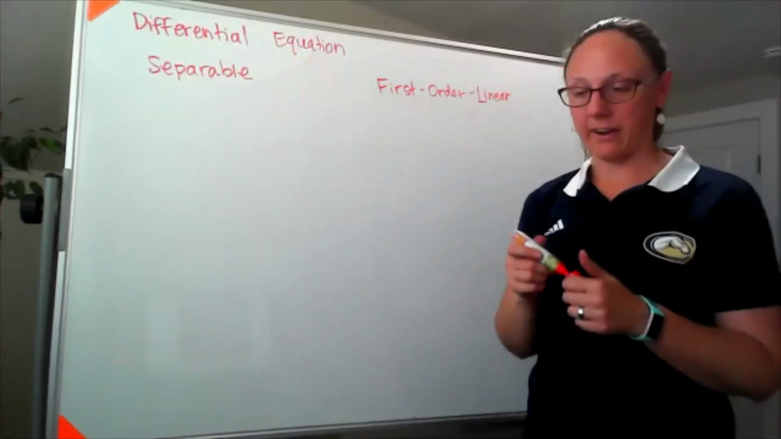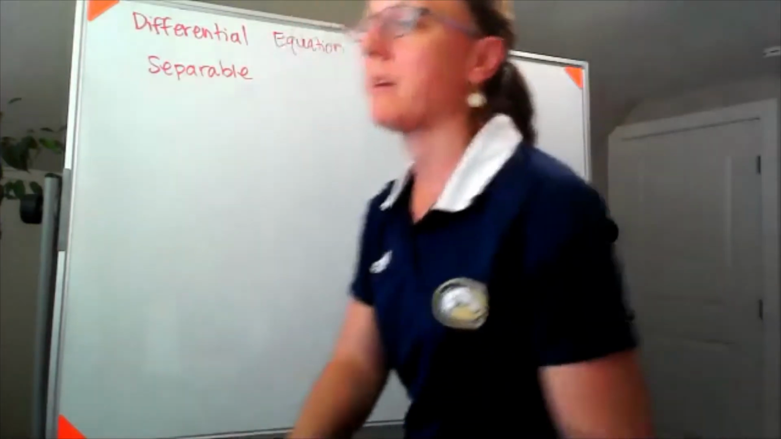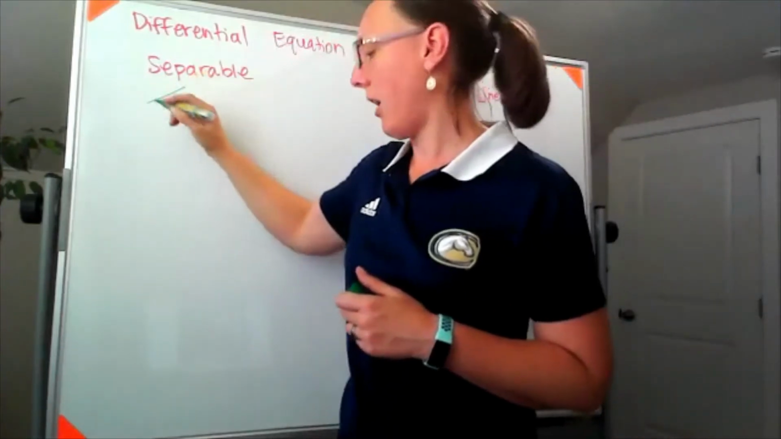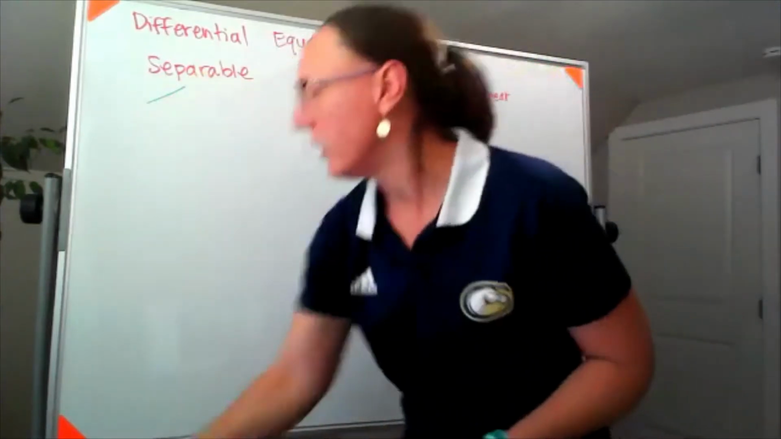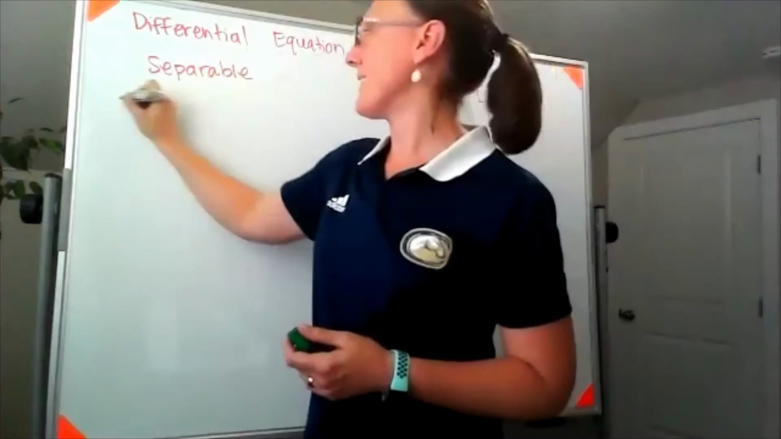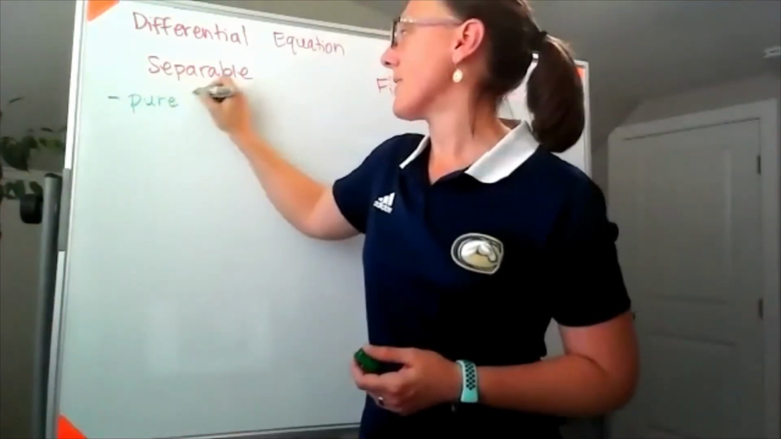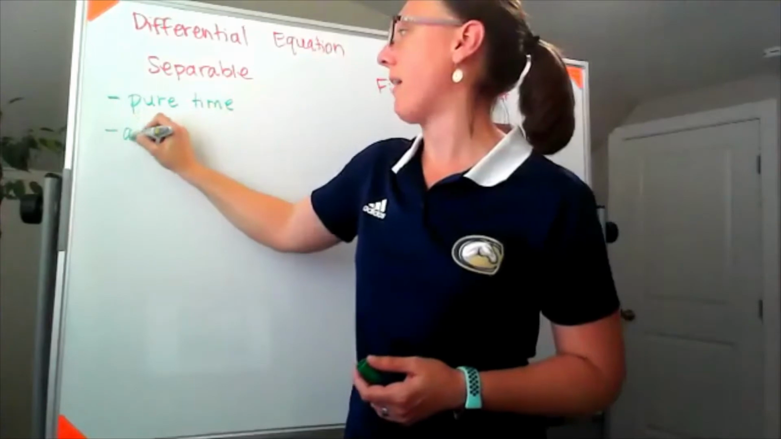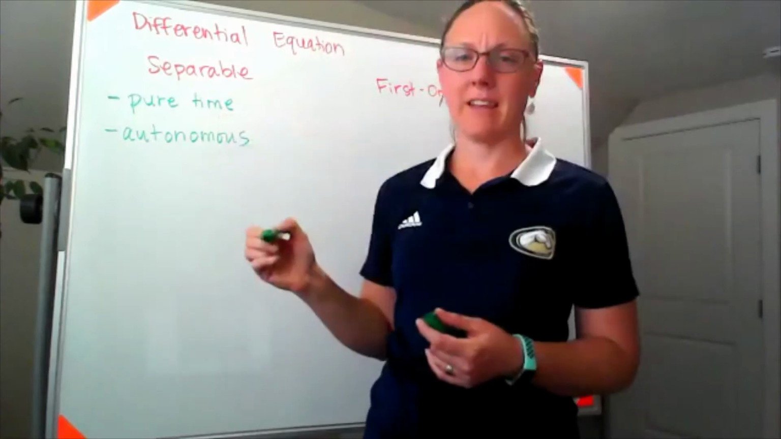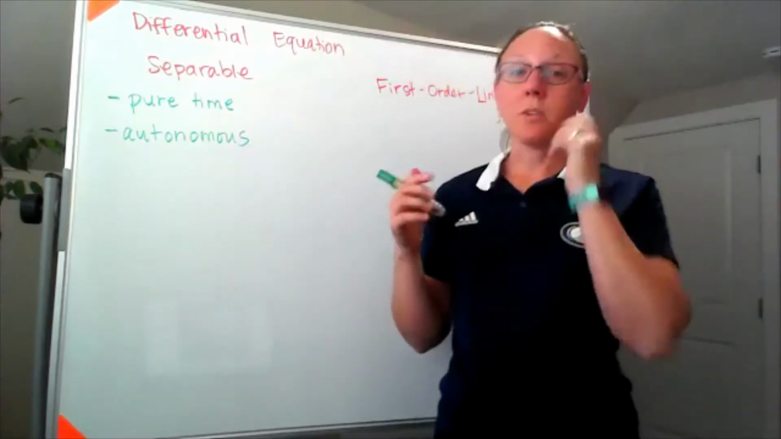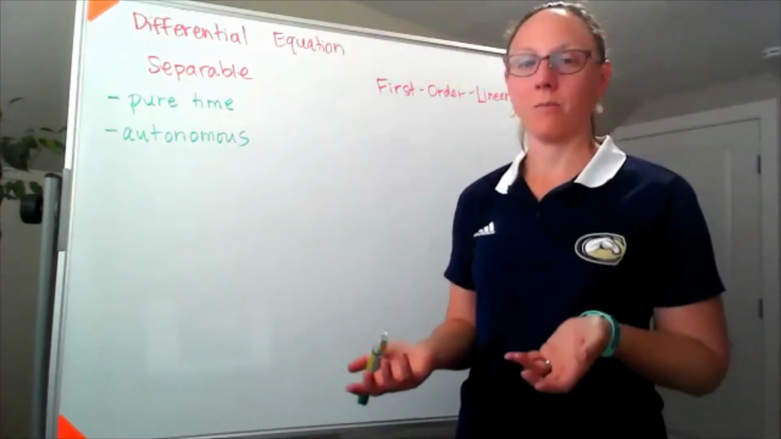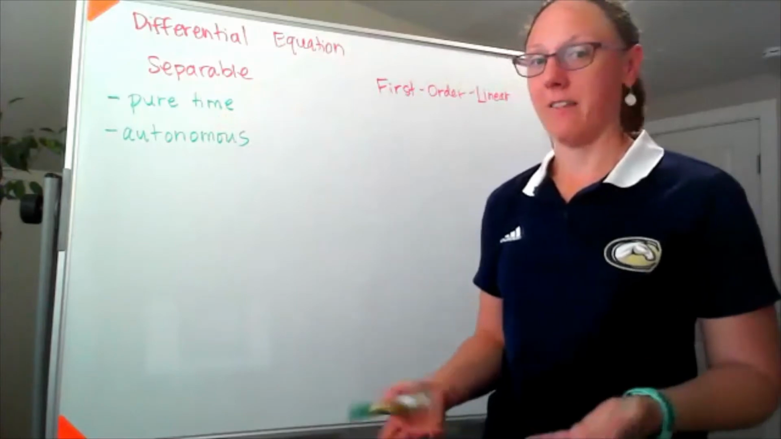But within the category of separable, the textbook makes two distinctions. Both of these are types of separable differential equations. There are other types of separable differential equations, but in this category, we have pure time differentials and we have autonomous. I think that's how you spell autonomous. The distinction between a pure time and an autonomous differential equation comes down to what variables are involved in the problem.